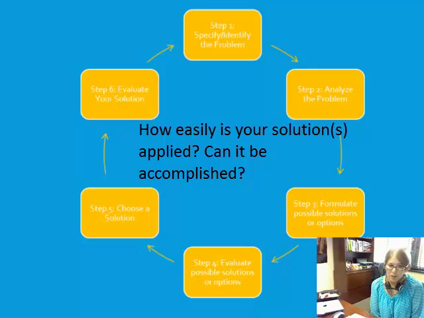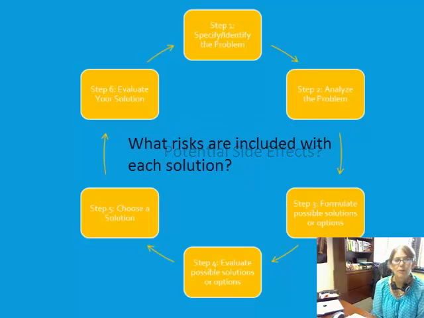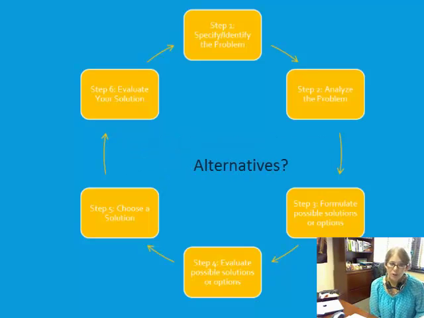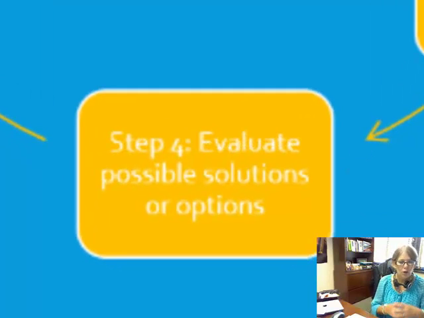Can it be accomplished? What are potential side effects of my solution? What risk might be included with this option? Have you considered all the alternatives to the solution that you've come up with? What options might help you achieve your goal long-term and the larger goals of your problem?